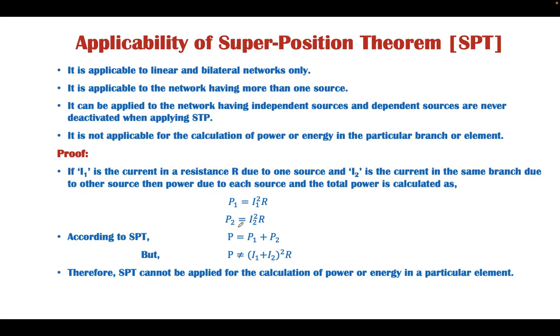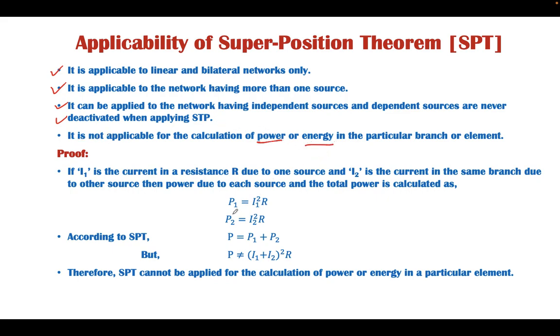Now, this is the applicability of the superposition theorem. Where can we apply it? It is applicable for linear and bilateral networks only. It is applicable to networks having more than one source. If there is only one source, there is no meaning in applying the superposition theorem. It can be applied to networks having independent sources, and dependent sources are never deactivated when applying the superposition theorem. It is not applicable for the calculation of power and energy.